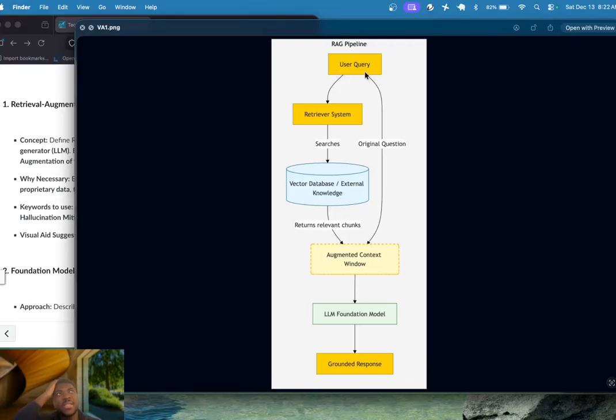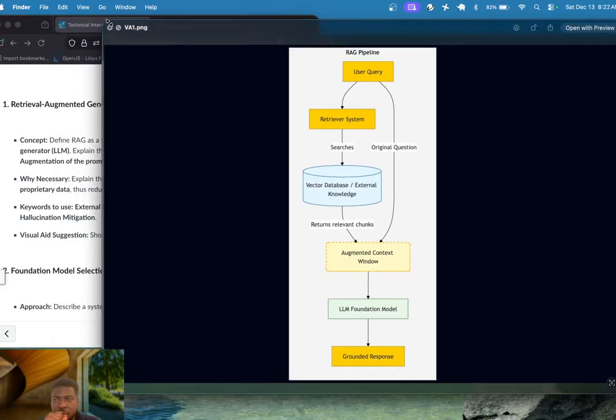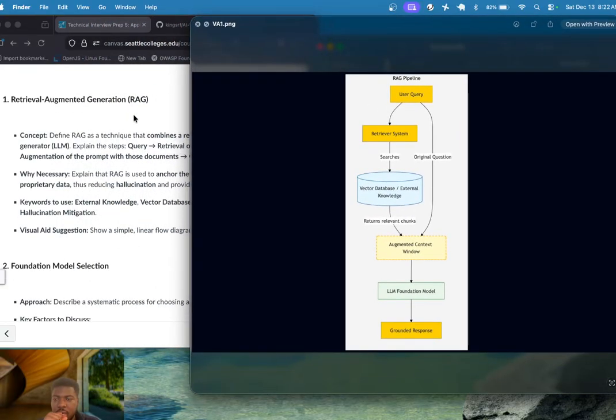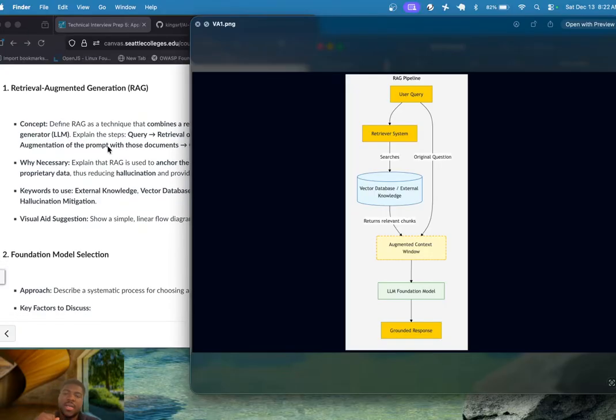Why is this necessary? Let me actually shorten this here to be able to read the questions as I go. Yeah, like so. Why is this necessary?